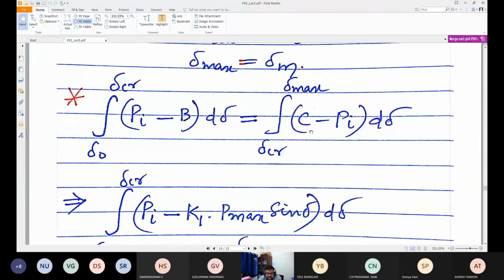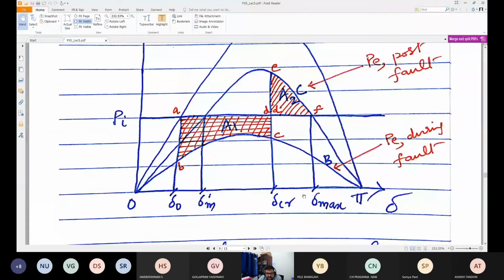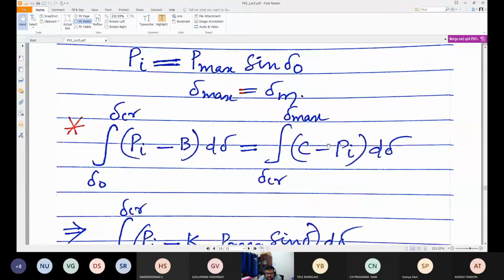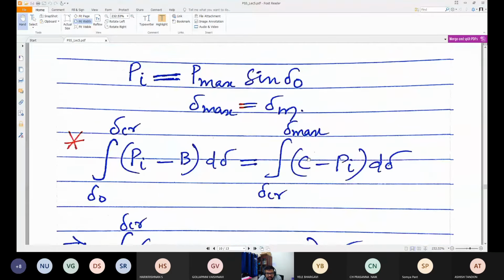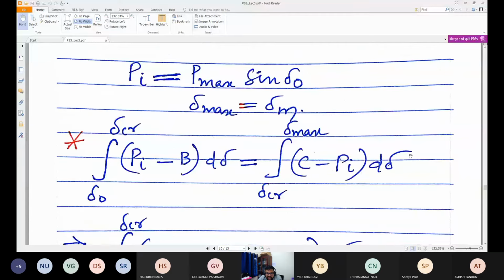Area 2 is the decelerating area. The decelerating area starts from del CR and it ends at del max. So the limit is from del CR to del max, and here PE is greater than PM or Pi. So for this area we are taking C minus Pi, that is curve C. Curve C corresponds to K2 into P max sine del, C minus Pi d del, del CR to del max. So these are the two limits.